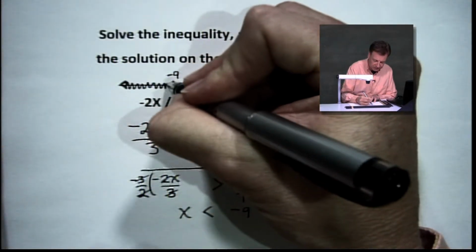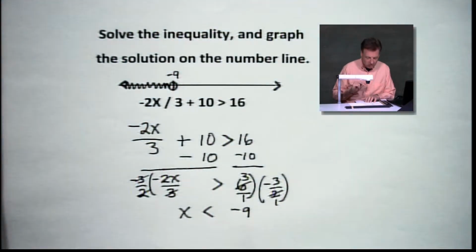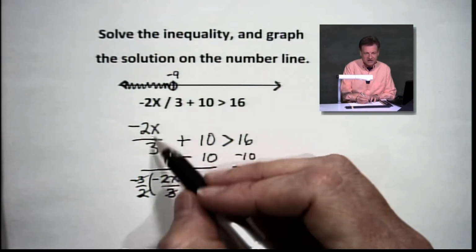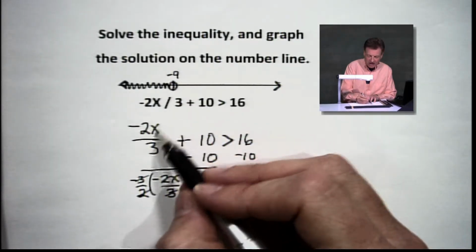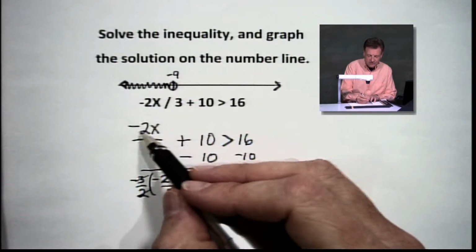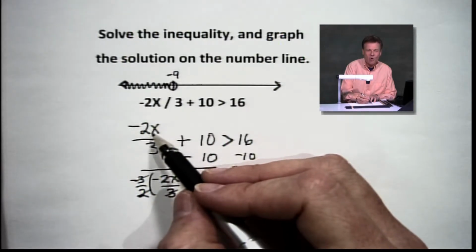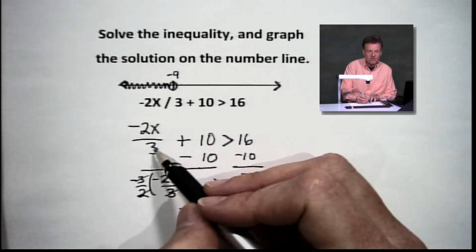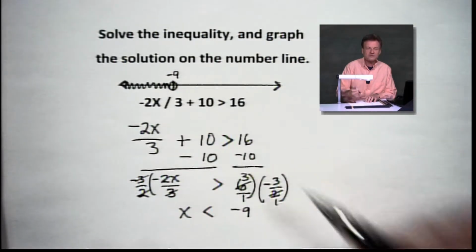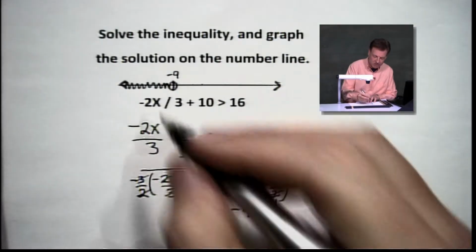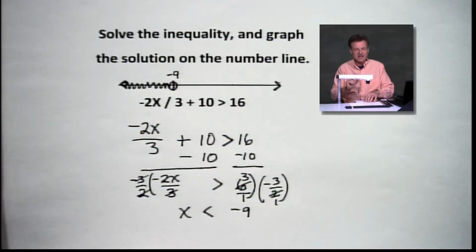Now, I'm going to pick a number. You say, well, can you pick any number? I sure could. But I want to pick something that's going to divide into 3 evenly, so this works a little bit easier to check. So let's go with negative 12. If I take a negative 2 times a negative 12, I get 24. And 24 divided by 3 is 8. 8 plus 10 is 18. And folks, that's greater than 16. So my solution, once again, checks out.